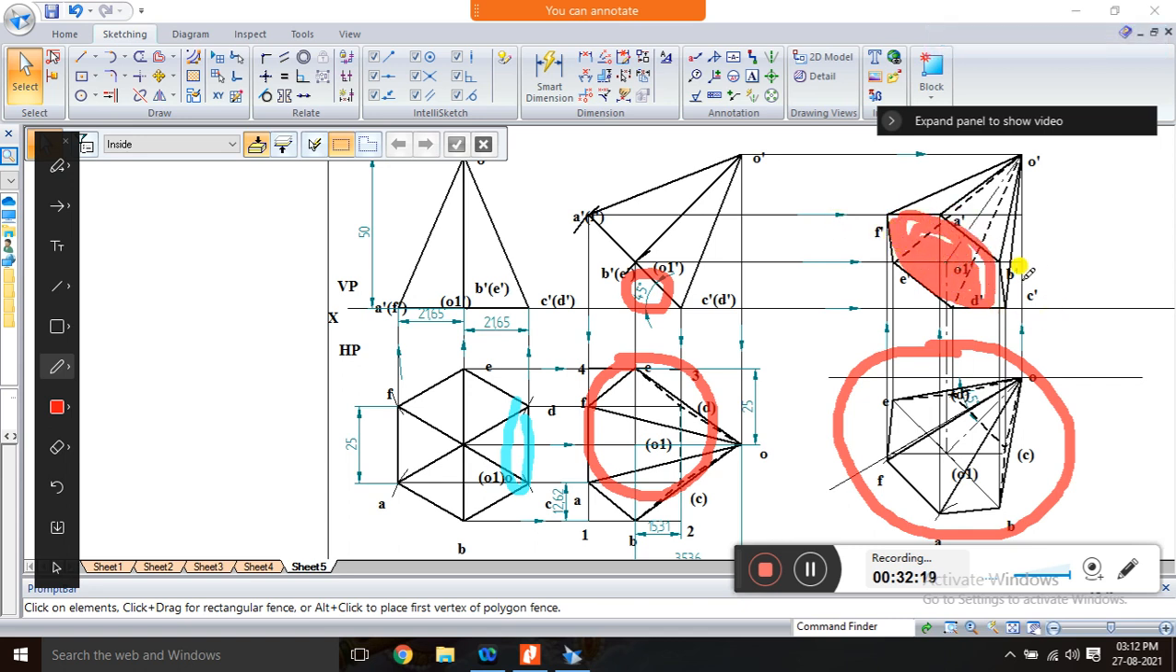A, B, C, D, E, F dash is visible, then F dash to O dash visible, then A dash to O dash, B dash to O dash and C dash to O dash is visible, but E dash to O dash and D dash to O dash is not visible. That's why I have written it in a dotted line. So the dotted line indicates hidden lines, hidden edges, and this axis O1 dash to O dash is a visible one, so that I have written as a visible axis, okay.